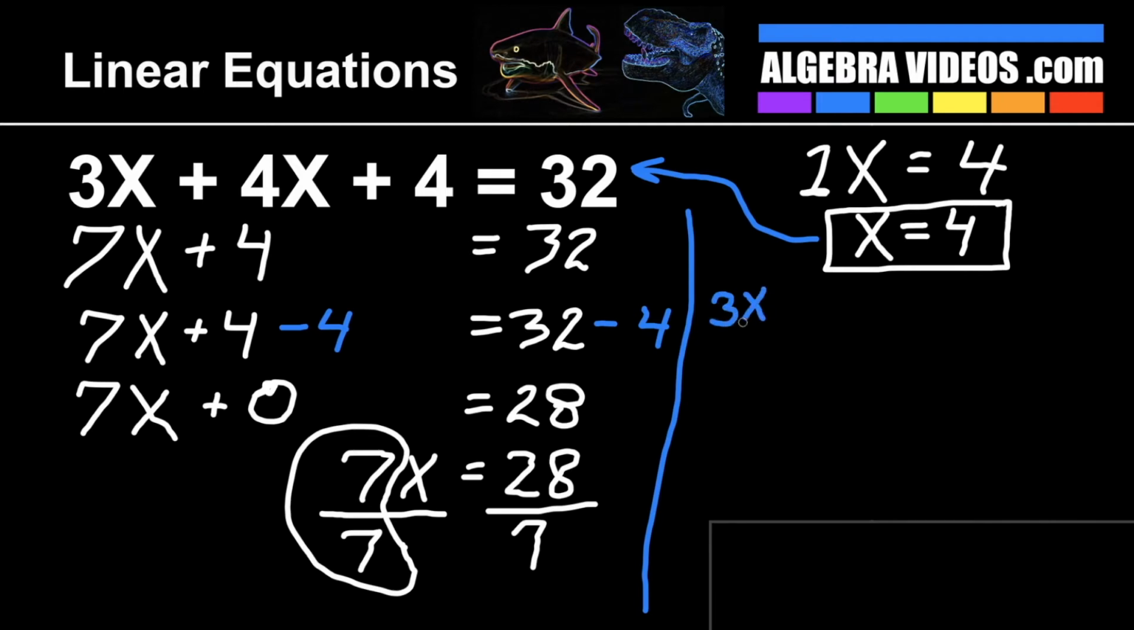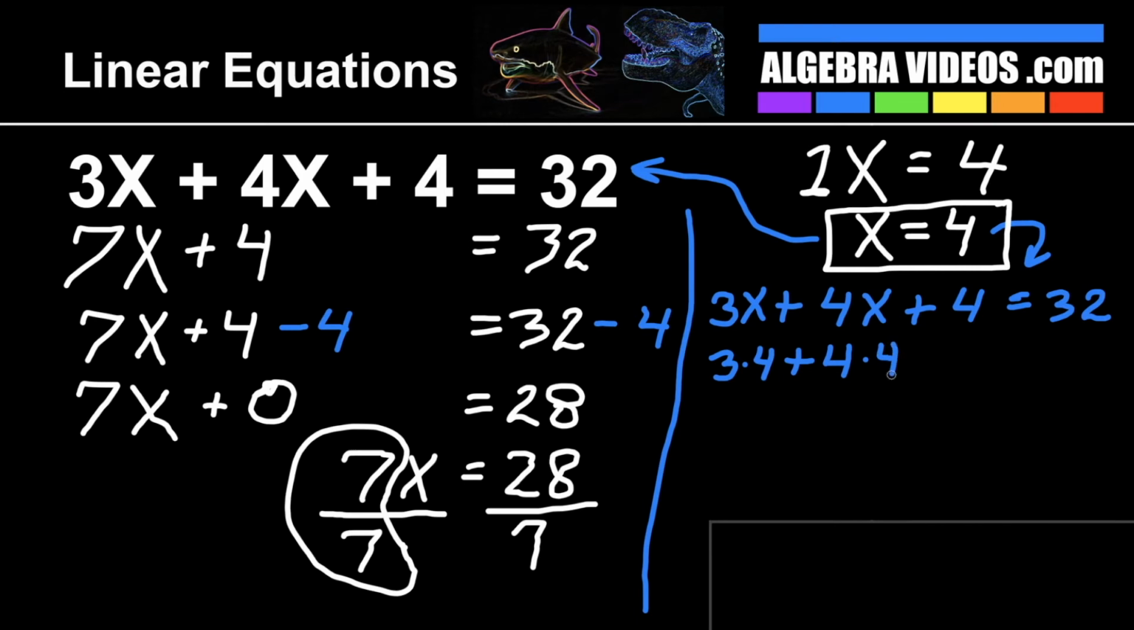So 3x, I'm just rewriting the original problem. 3x plus 4x plus 4 equals 32. So I just rewrote the original problem we were given. And now everywhere that there's an x in that equation, I'm going to plug in the number 4. So 3 times, instead of x, it's going to be 3 times 4 plus 4 times, instead of x, it's going to be 4 times 4. I'm plugging in the number 4 everywhere there's an x. And then this 4 was just here in the original equation, equals 32, which was part of the original equation. No change there, I'm just bringing it down.